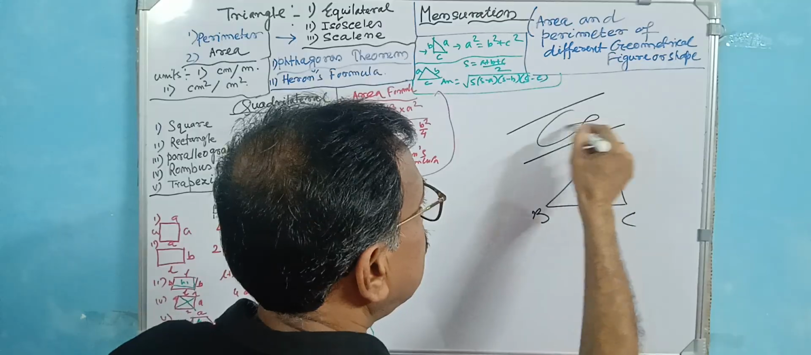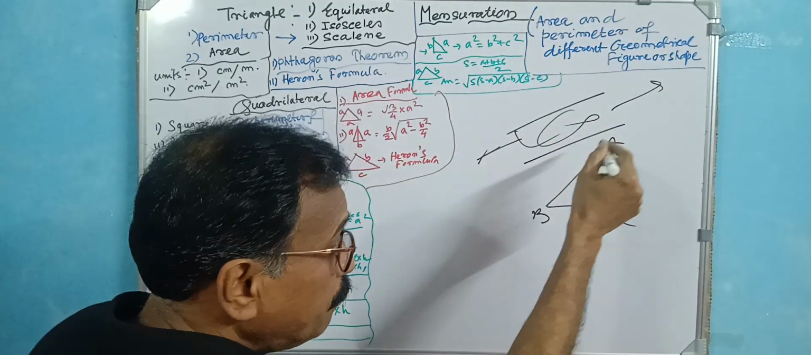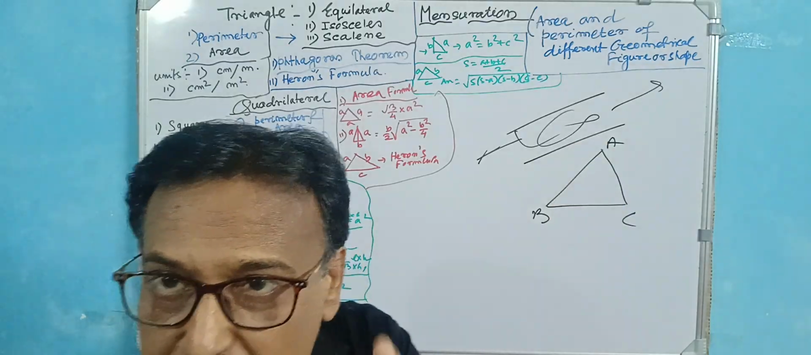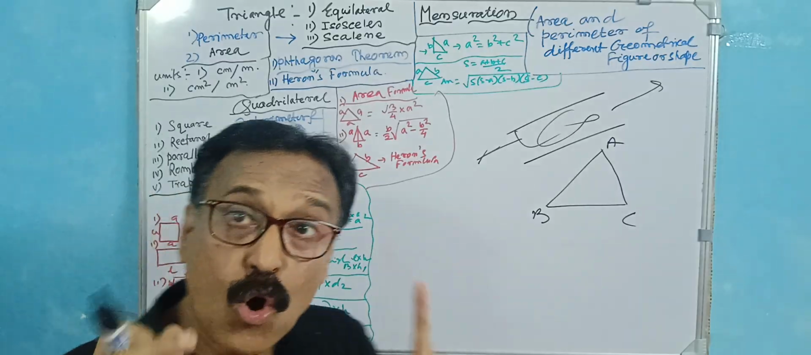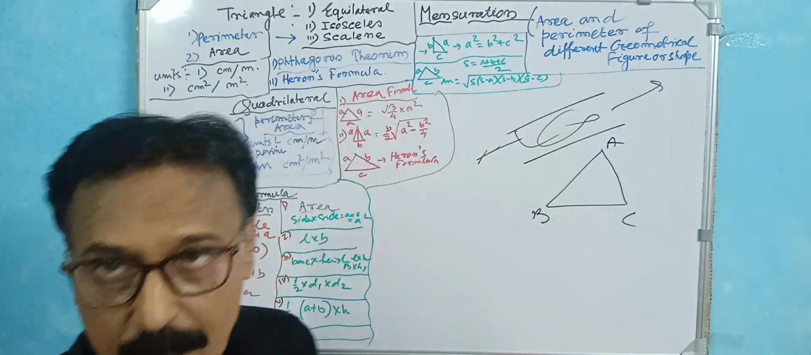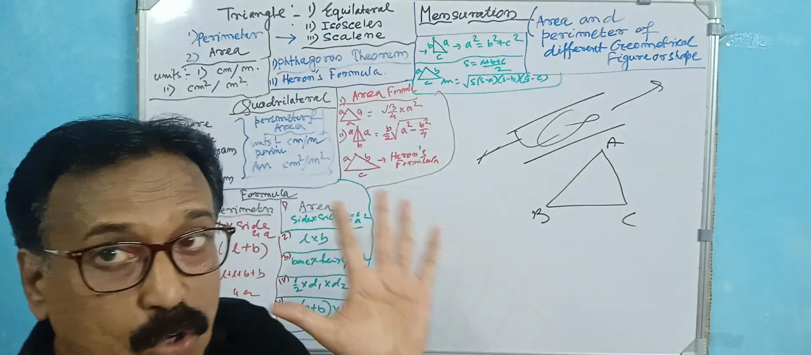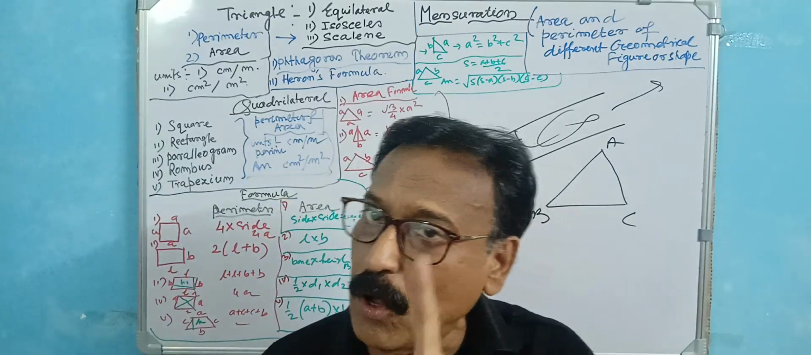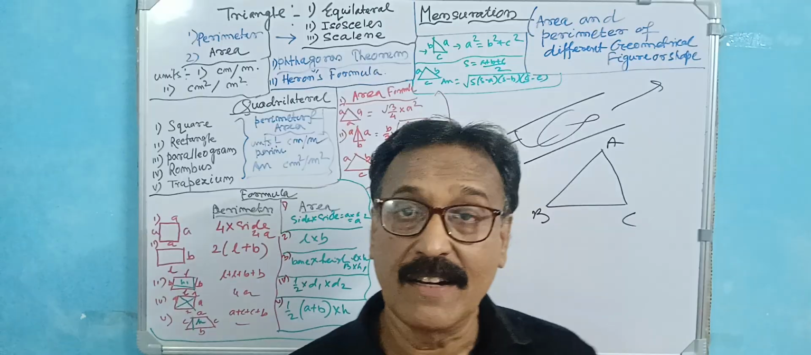What is the area of this? This is not a geometrical figure. But if you draw a triangle, 3 sides are needed. A minimum of 3 sides is needed to draw a geometrical figure, and the triangle is the first geometrical figure. So 3 sides is called a triangle, 4 sides is called a quadrilateral, 5 sides is called a pentagon, then hexagon, heptagon. There are so many geometrical figures.